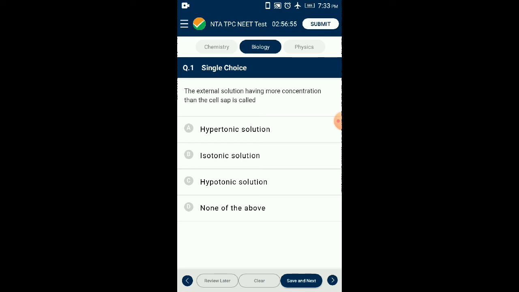If the concentration of a given solute is higher in the solution in which the cell is placed as compared to the cell sap, it is called a hypertonic solution. The cell when placed in this tends to lose water and shrink. This process is called plasmolysis. If the concentration of a given solute is lower in the solution in which the cell is placed as compared to cell sap, it is called a hypotonic solution. So the answer for this question is option A, hypertonic solution.